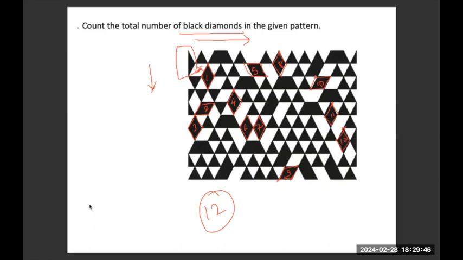5, 6, 7, 8, 9, 10. So there are 12 such diamonds in the whole thing. Okay, take it. We'll move to the next one.